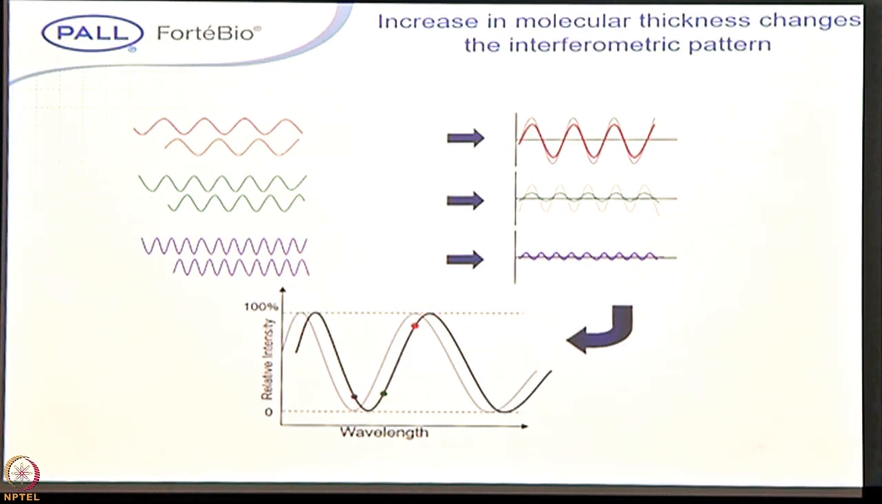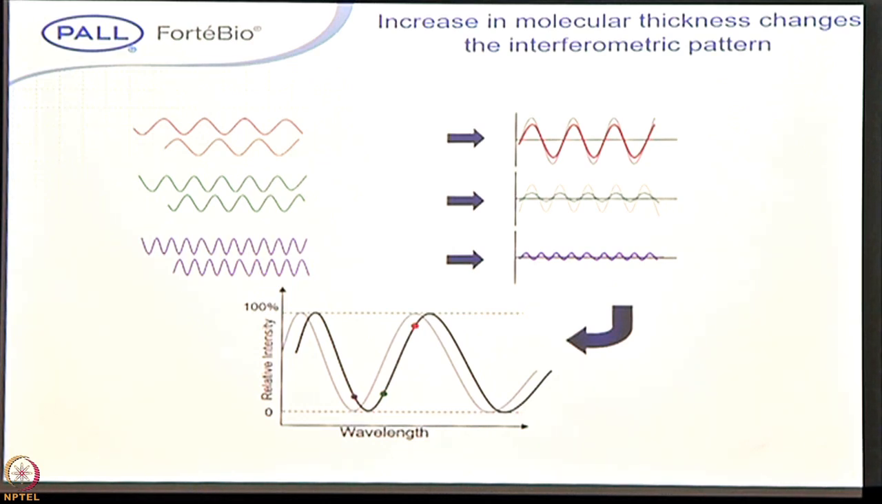So what happens exactly on the tip? The molecules bind to the sensor surface and form a biolayer. It depends upon the thickness of the biolayer. The more molecules bind to the sensor surface, the more you can see the shift in your spectrum towards the red. This is the principle. So using this phenomenon, the more molecules you bind, the more it shifts towards the right, and you can do quantitation using this phenomenon.